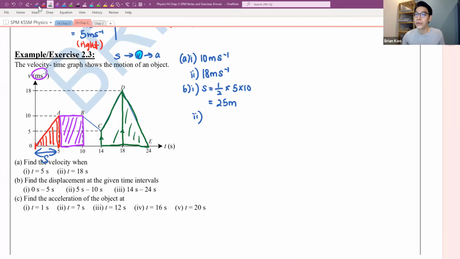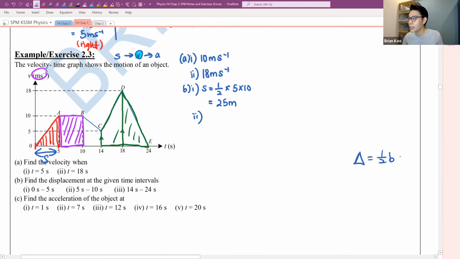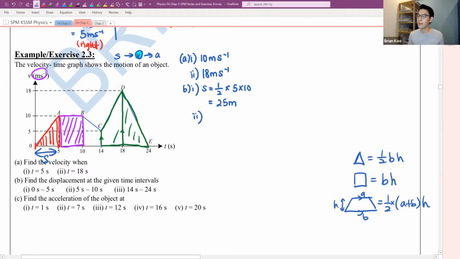For some reason. So if you need the formulas: triangle, half times base times height; rectangle, base times height; trapezium, a and b are the parallel sides, 1/2 (a plus b) times height. Go and do part 2 and part 3. I give you all a short while and then I will write down my answer.